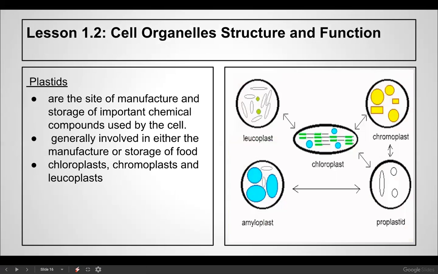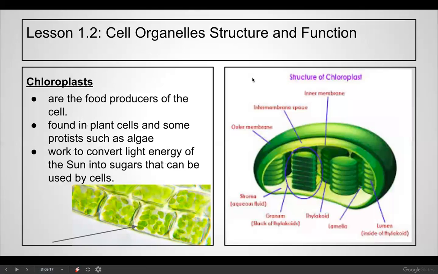So what is a plastid? Plastids are the site of manufacture of important chemical compounds used by the cell, generally involved in either the manufacture or storage of food. Chloroplasts, chromoplasts, leucoplasts are all examples of plastids, and they're basically different colors, so they absorb different wavelengths of light and reflect other wavelengths. The chloroplast itself is an organelle inside of a plant. You can see down here, these are real ones inside of a cell, and they are involved in the capturing of sunlight and helping to start to convert it into sugar.